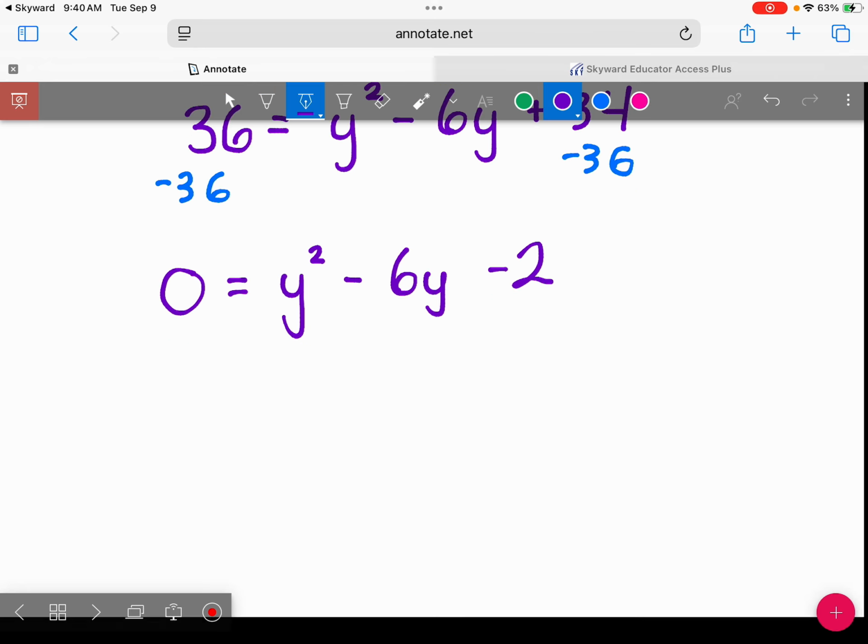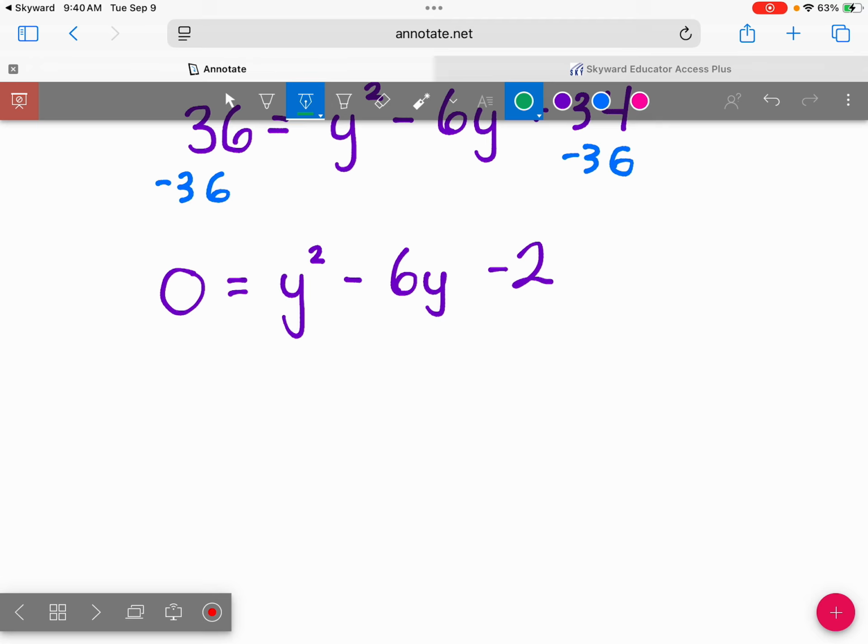How do we solve this? Yeah, it won't factor, so we're going to have to use the quadratic formula. So we're going to wind up with our y equals, it's not an x equals, it's a y equals, but it does the same thing.